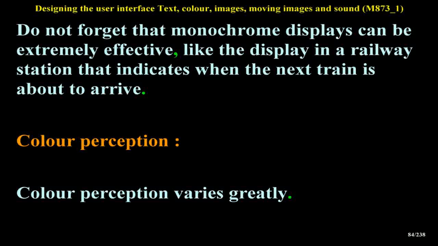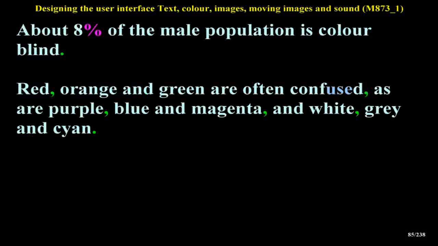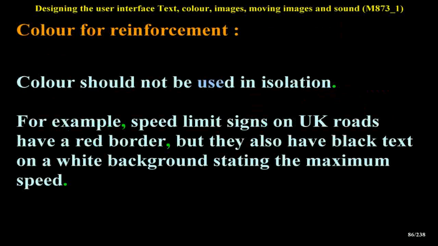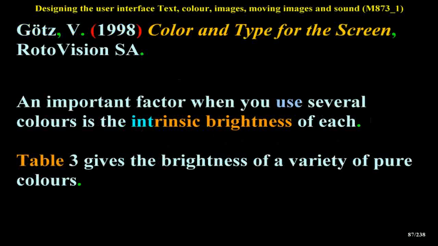Color perception. Color perception varies greatly. About 8% of the male population is colorblind. Red, orange and green are often confused, as are purple, blue and magenta, and white, gray and cyan. Color for reinforcement. Color should not be used in isolation. For example, speed limit signs on UK roads have a red border, but they also have black text on a white background stating the maximum speed.